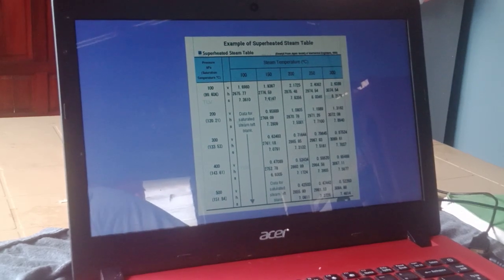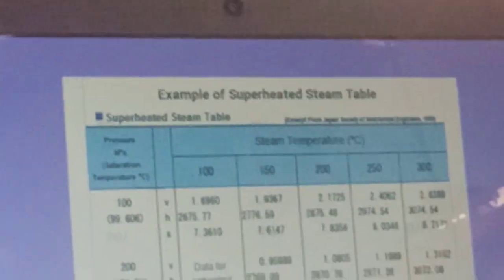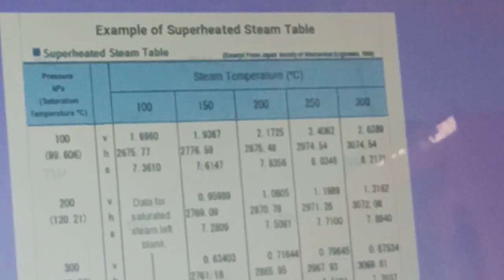So this is an example of superheated tables.